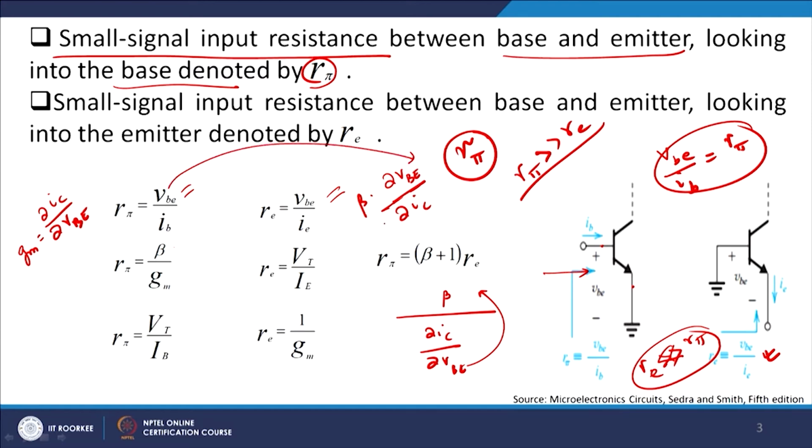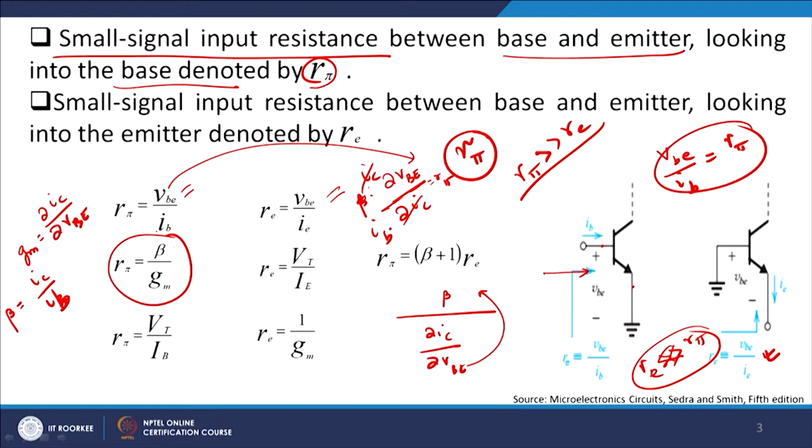Now, remember the definition of beta from my previous discussion: beta was equal to IC by IB, right. So, if you put IC by IB here, I can replace beta and make it IC by IB. This IC gets cancelled out, I get VBE by IB, right. So, this is equal to r pi. So, r pi equals beta by gm, we can also write down.